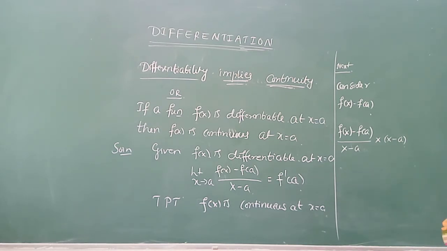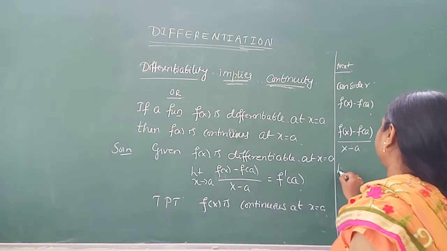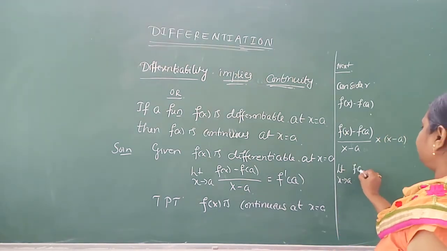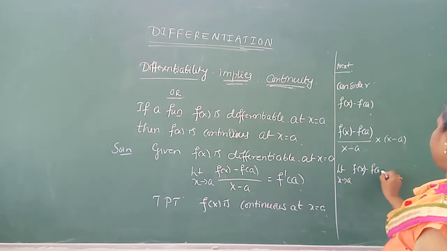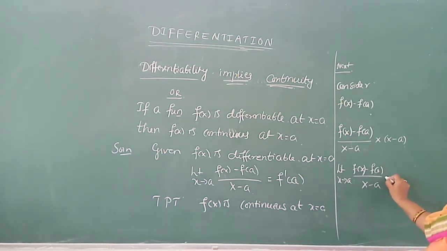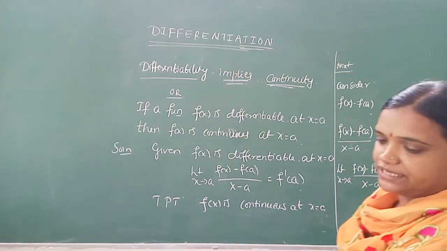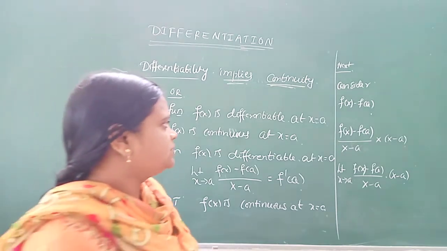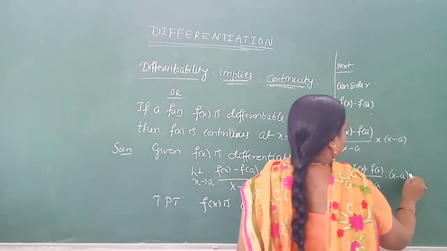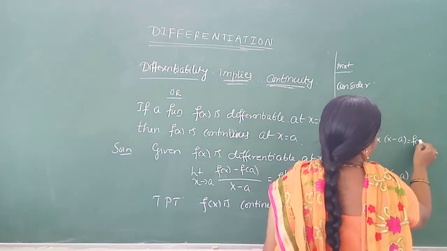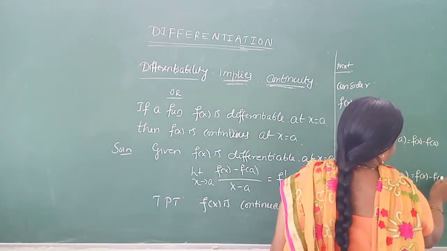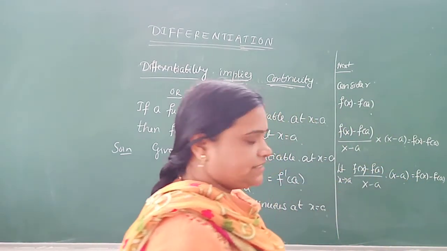Next, apply the limit as x tends to a of f of x minus f of a divided by x minus a, into x minus a. Okay. And this is equal to what? This is equal to f of x minus f of a. We are rewriting this one.